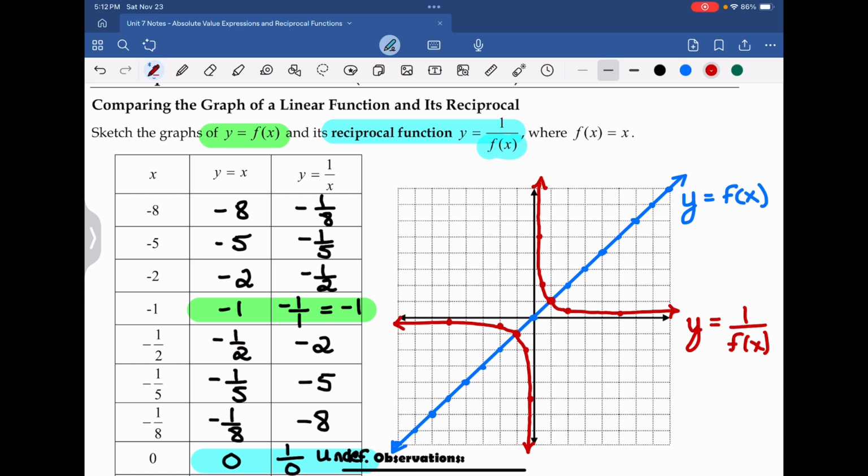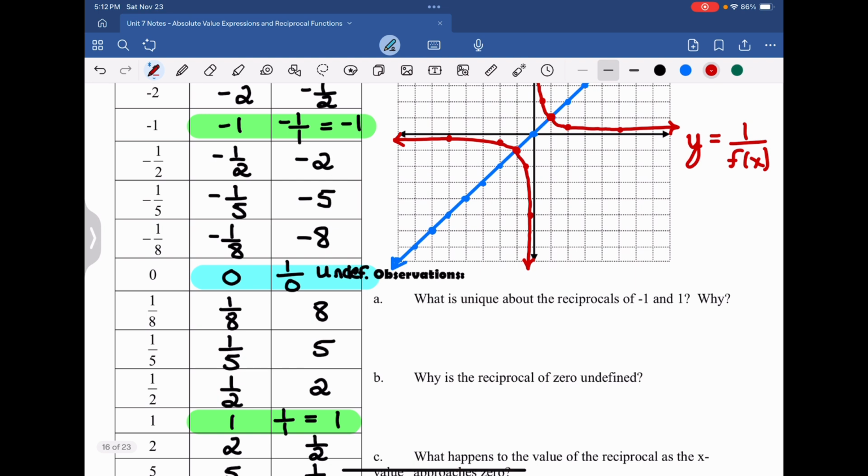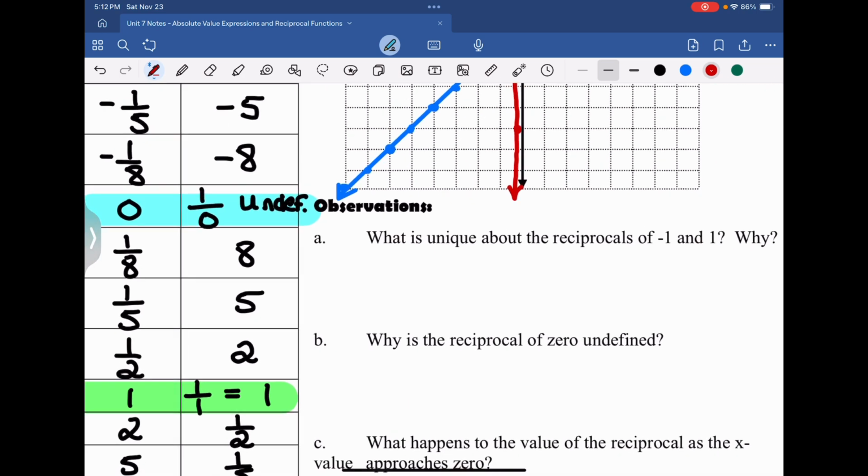We have our original being blue, our new being red, and we want to describe some general observations of what's actually happening here when we take a reciprocal of a linear line. Because we had a couple special points in here that we wanted to make note of. What is unique about the reciprocals of -1 and 1? Well, they actually just stay the same value.